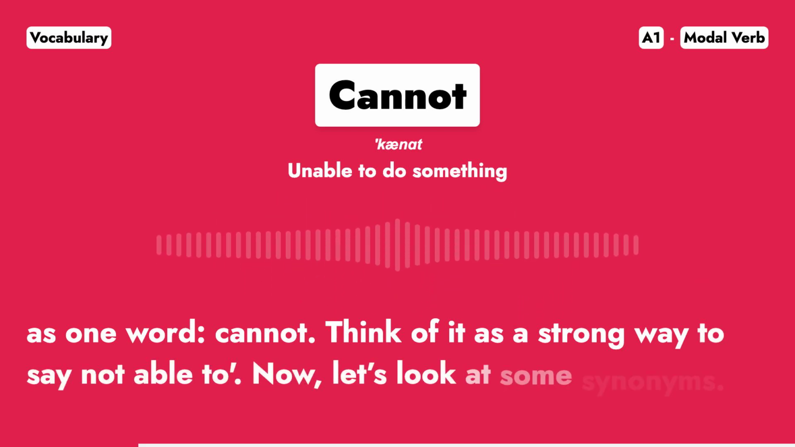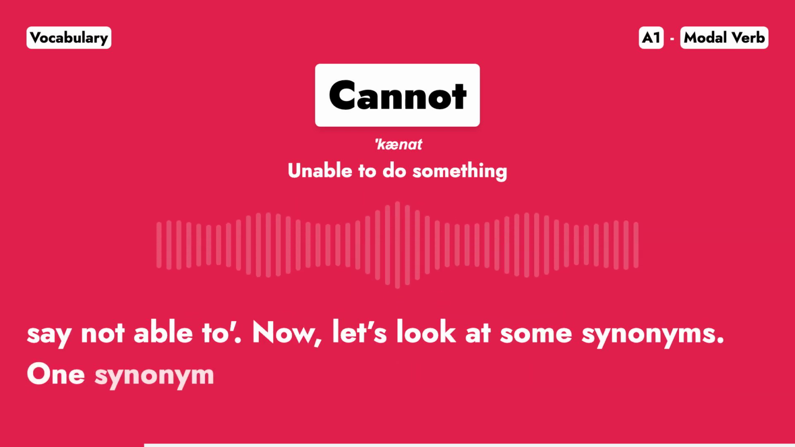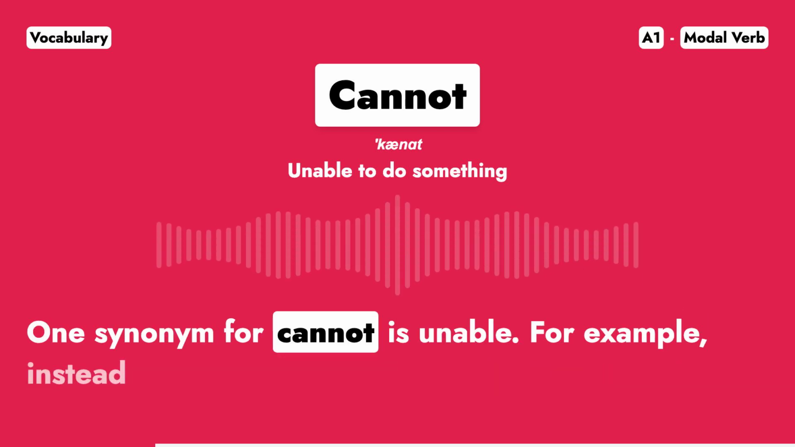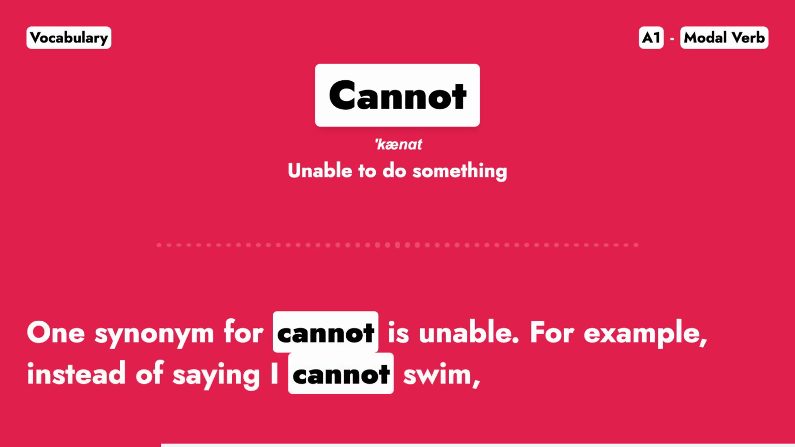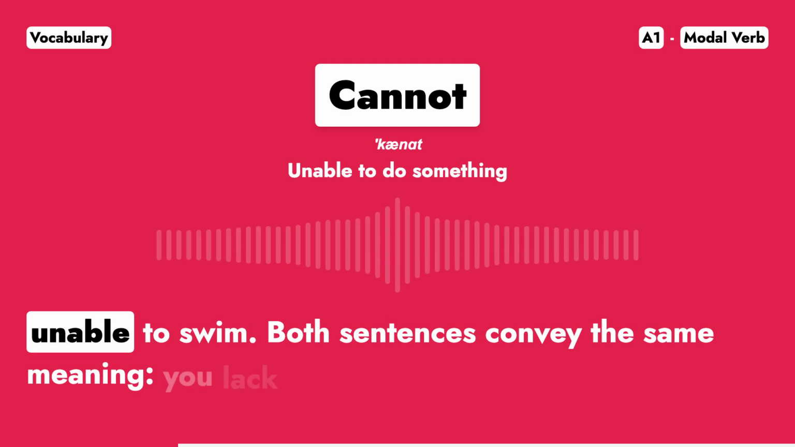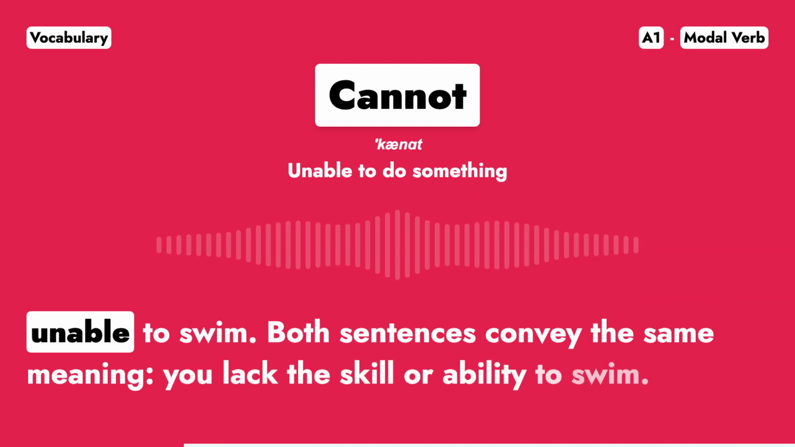Now, let's look at some synonyms. One synonym for cannot is unable. For example, instead of saying I cannot swim, you could say I am unable to swim. Both sentences convey the same meaning. You lack the skill or ability to swim.